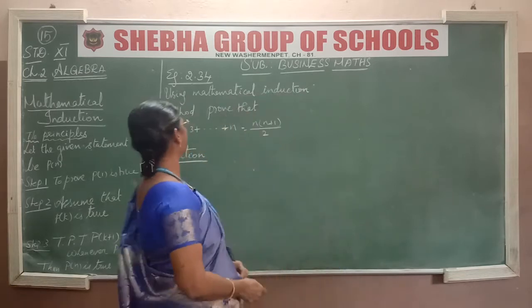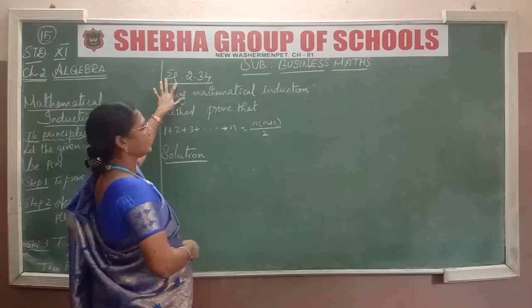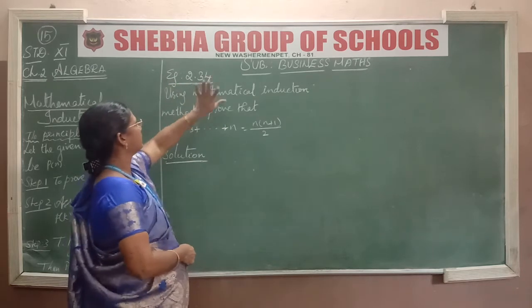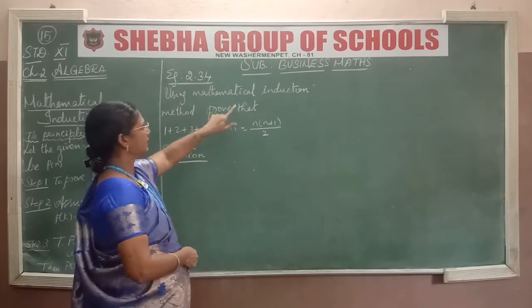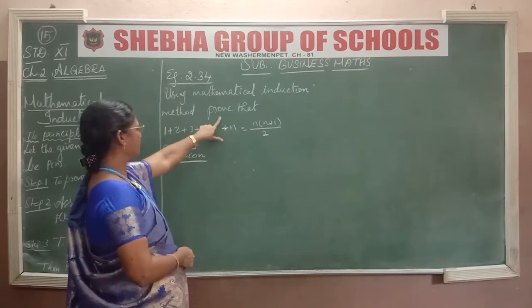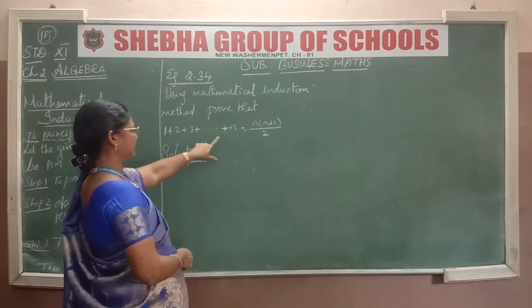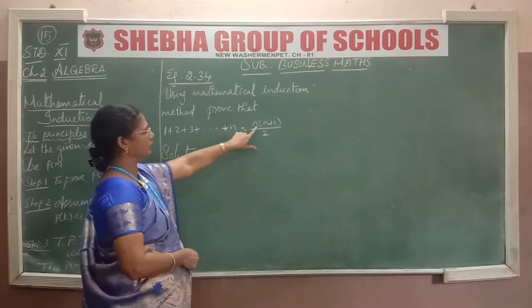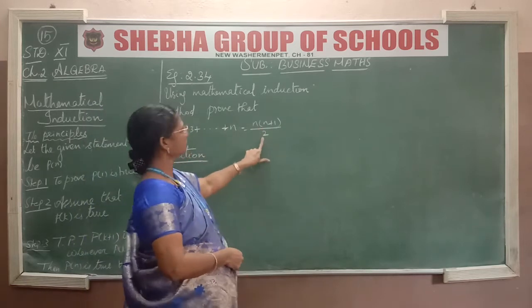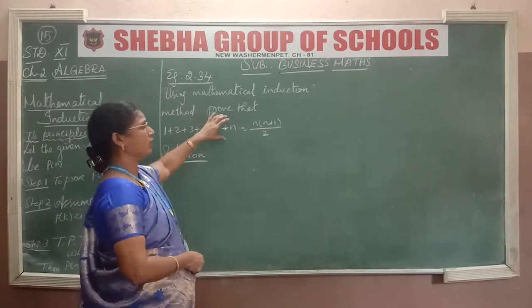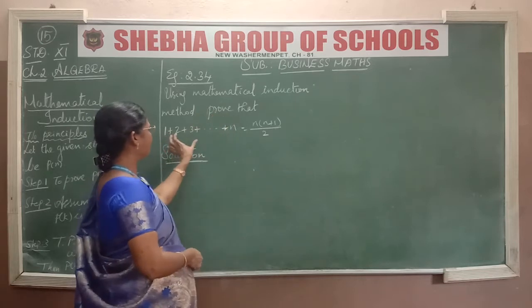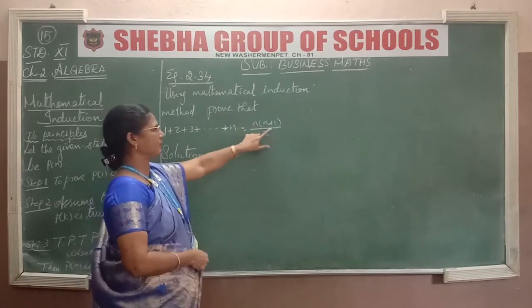So let us go for example sum 2.34. Using the mathematical induction method, prove that 1 plus 2 plus 3 plus etc. plus n equal to n into n plus 1 by 2. You know, this is the formula. That is, sum of natural numbers is n into n plus 1 by 2.